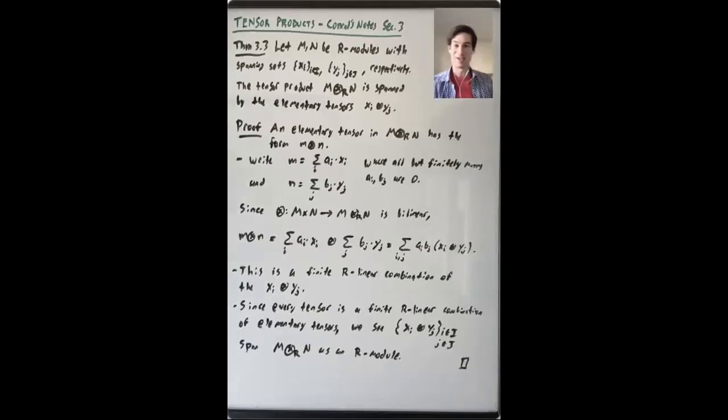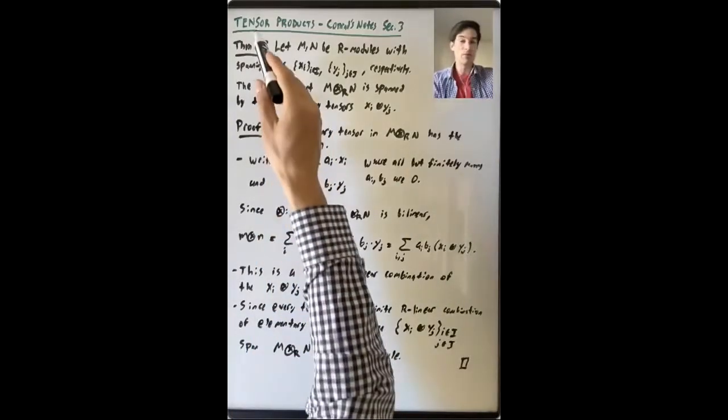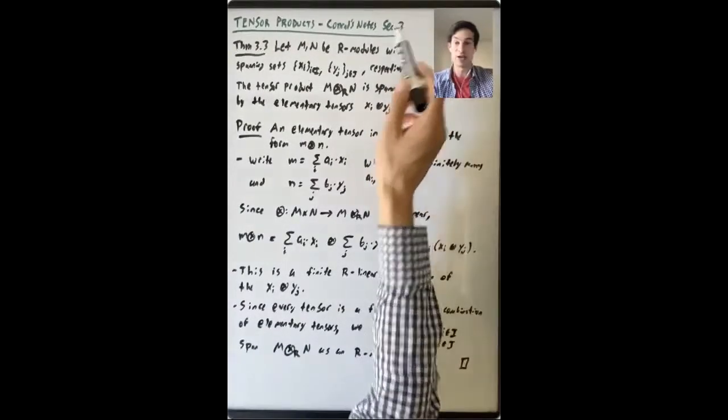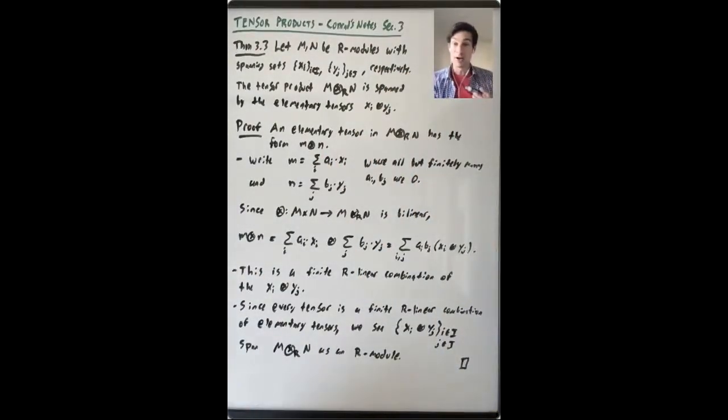In the last lecture, we showed that the tensor product of two R modules exists. In this lecture, we're going to prove some basic things about tensor products and deal with some key basic examples. So our main reference is still going to be Conrad's notes on tensor products, section 3. Theorem 3.3 is about generating sets for tensor products.